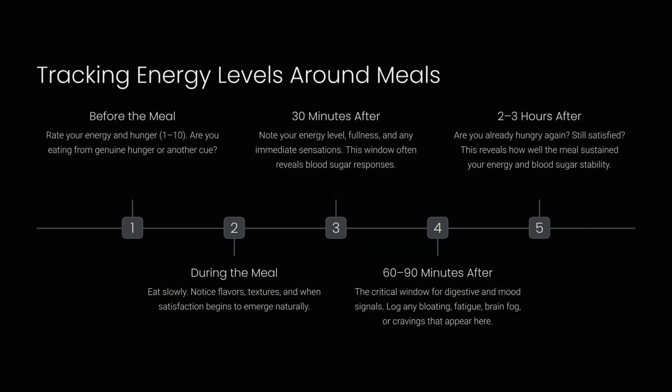To track energy around meals, rate energy before. During the meal, eat slowly and mindfully. 30 minutes after, note fullness and initial sensations. 60 to 90 minutes after, log any crashes or cravings. 2 to 3 hours after, check how well the meal sustained you.